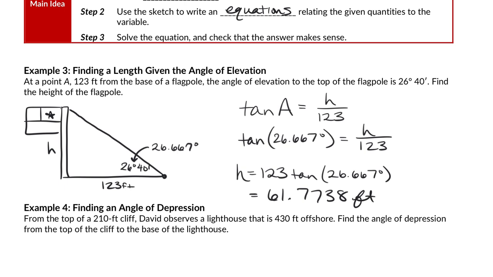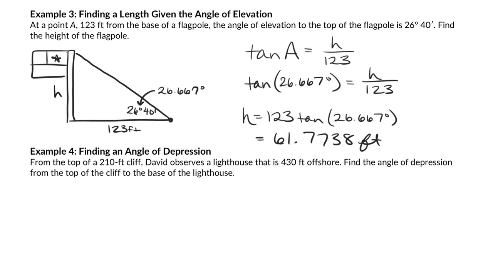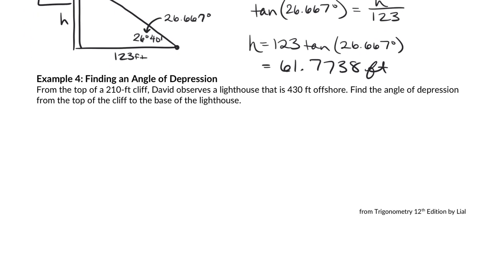Last example for today, until you're done having to listen to me talk. It says, from the top of a 210-foot cliff, David observed a lighthouse that is 430 feet offshore. Find the angle of depression from the top of the cliff to the base of the lighthouse.